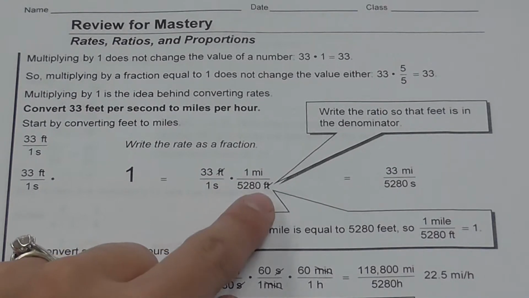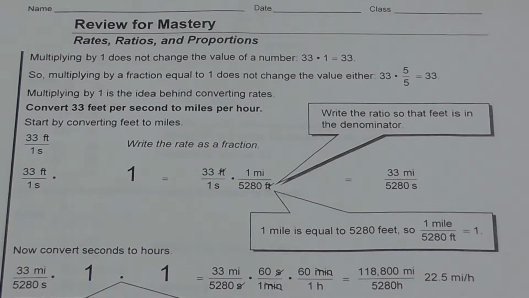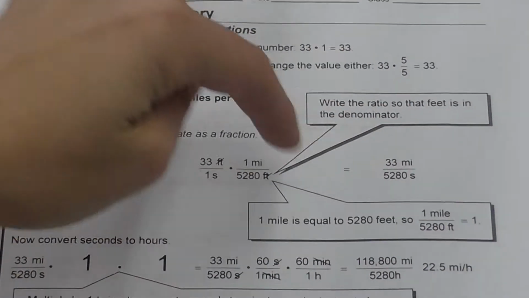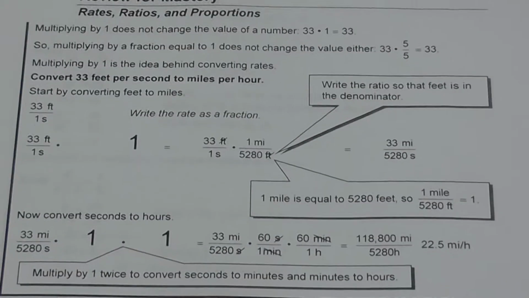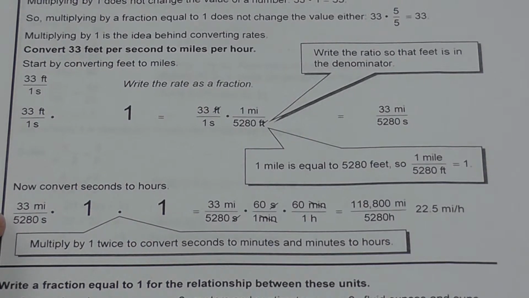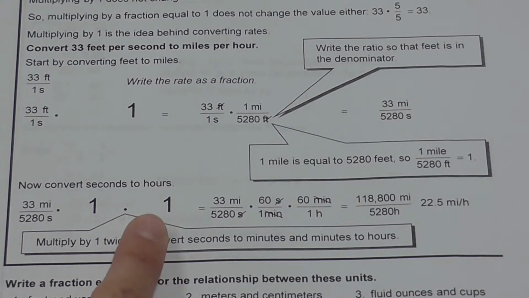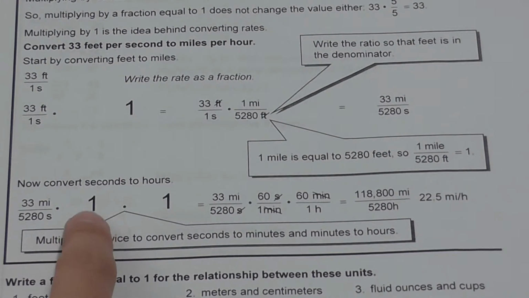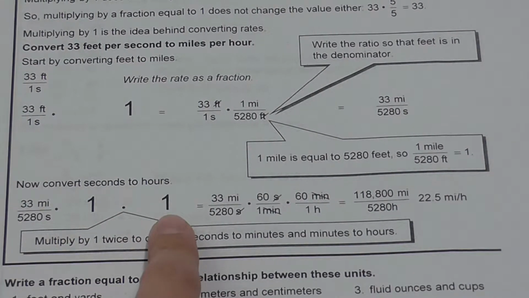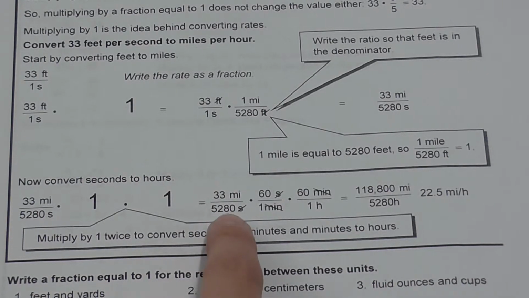The feet units cancel out, and what this says is I can go 33 miles in 5,280 seconds. So we're going to take that now and work on converting our seconds to hours. We're going to take our 33 miles in 5,280 seconds and multiply that times 1, and we're going to have to multiply it times 1 again, because here we're going to take our seconds to minutes, and then here we're going to take our minutes to hours.